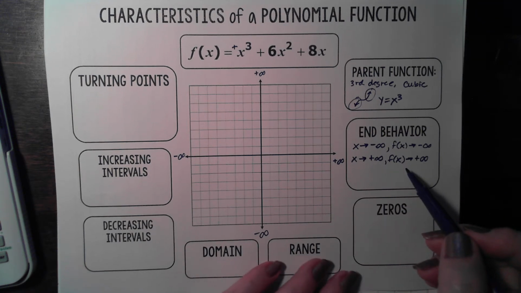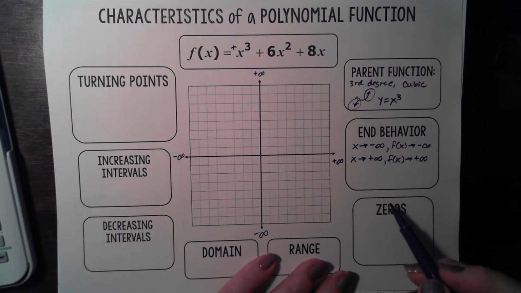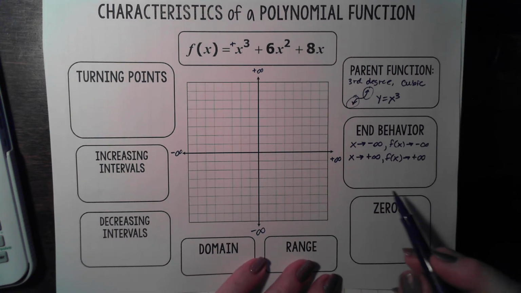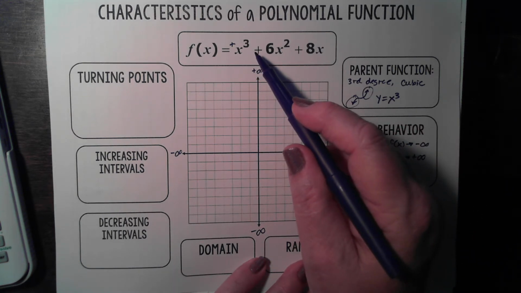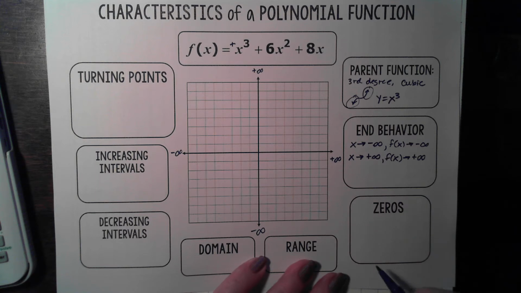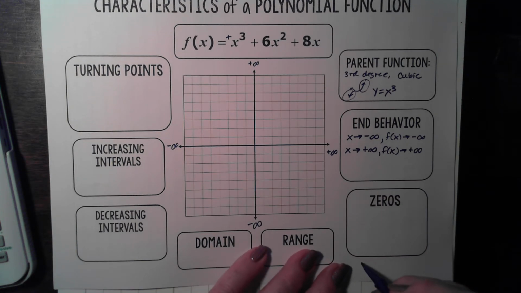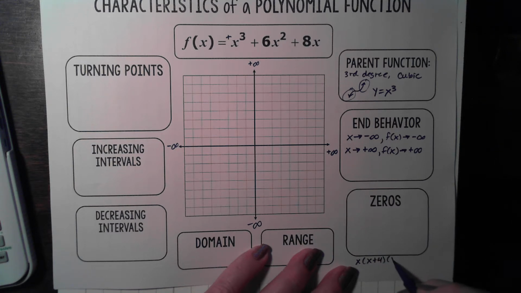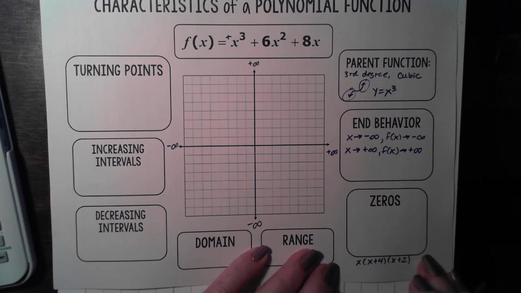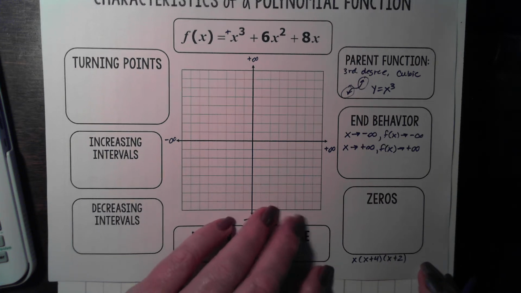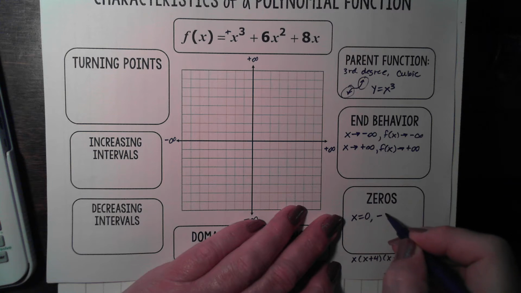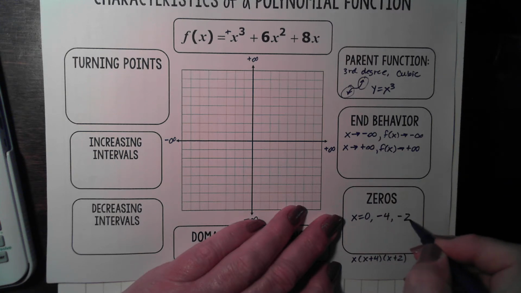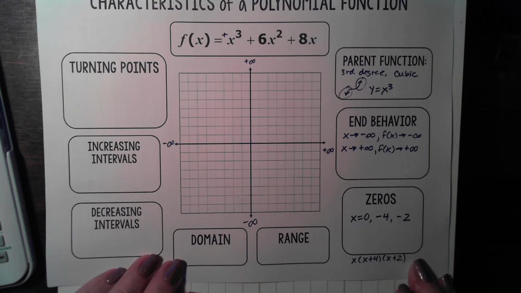The zeros, well, that would come from us factoring this polynomial. And if we factored this, we can see that x comes out of it, and we have x squared plus 6x plus 8, which means this factors, I'm going to write it right below where it says zeros, x times x plus 4 times x plus 2. And that's the factorization, which helps us find the zeros, which are when x equals 0, x equals negative 4, and x equals negative 2. And those are our zeros.